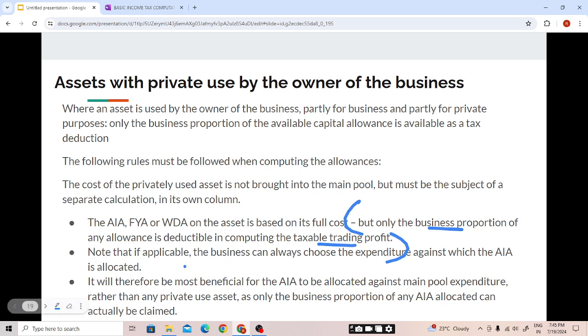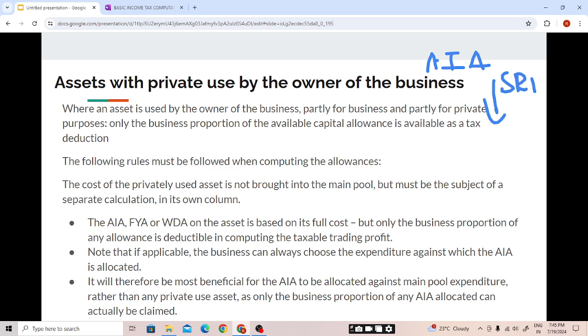Note that if applicable, the business can always choose the expenditure against which the AIA is allocated. It will therefore be most beneficial for the AIA to be allocated against main pool expenditures rather than any private use asset, as only the business portion of an AIA allocated can actually be claimed. So students, we have seen in our previous session that the AIA will be available for each pool, but the order is first the special rate pool because the WDA calculated is low, that is 6%, then main pool, then short life asset, then private asset.